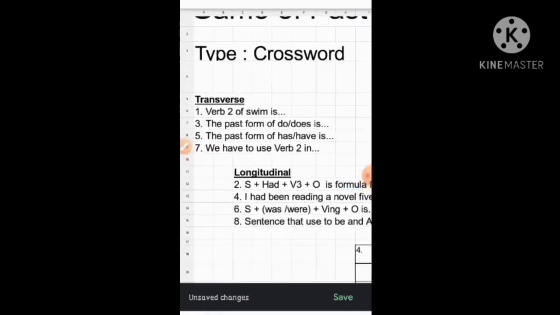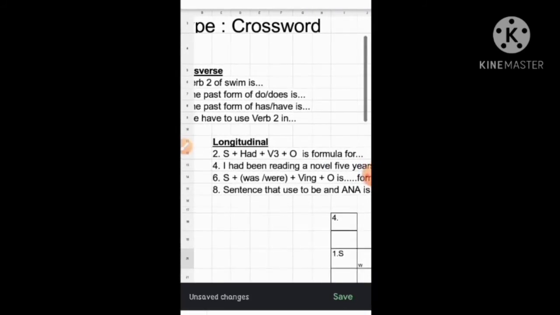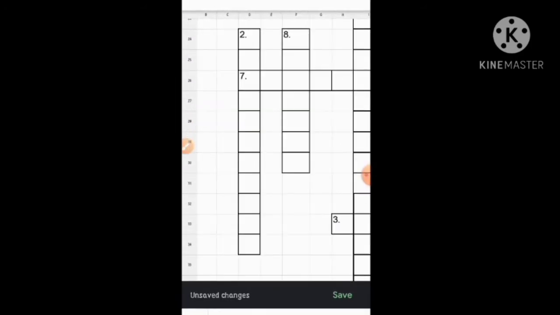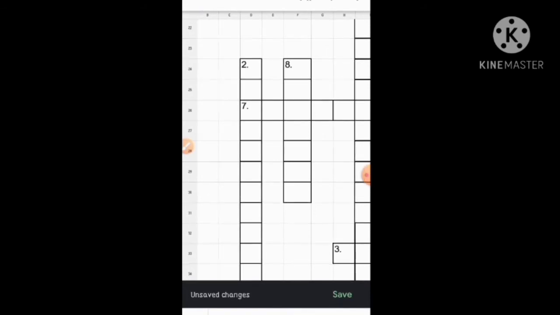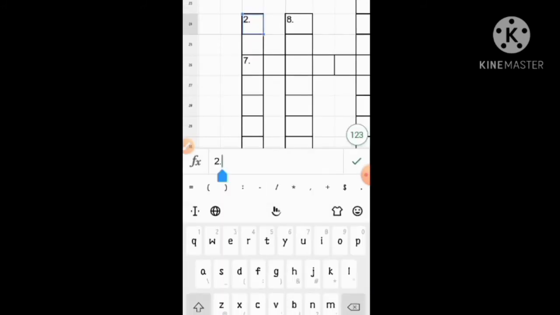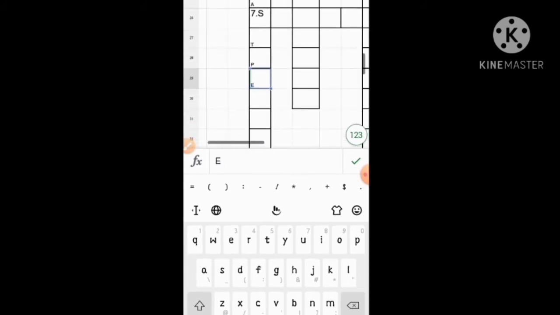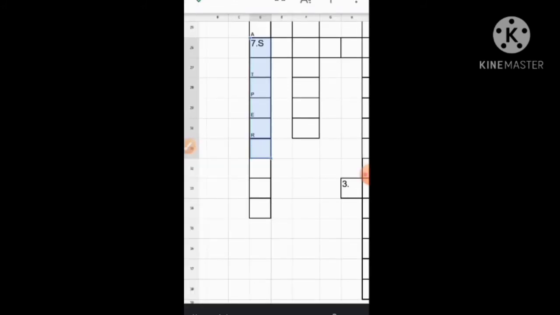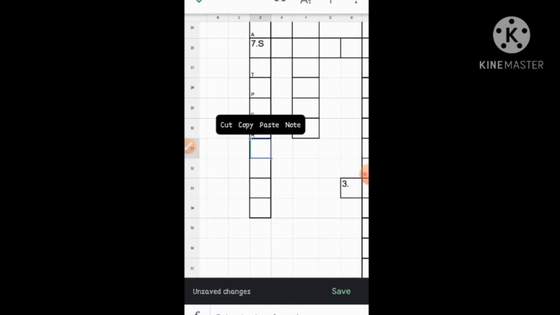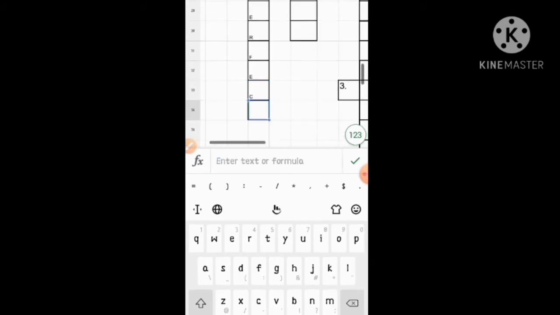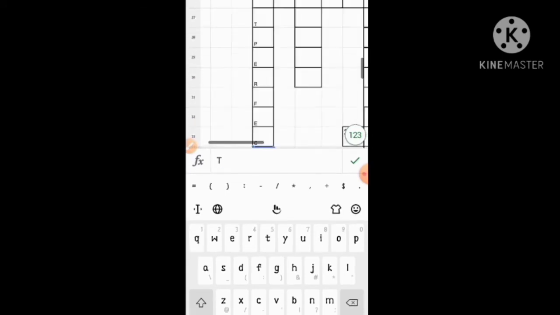Okay, next. In number two, in longitudinal column, the question is subject plus had plus verb 3 plus object is formula for. Okay, number two. The answer is past perfect. Okay, this past perfect.